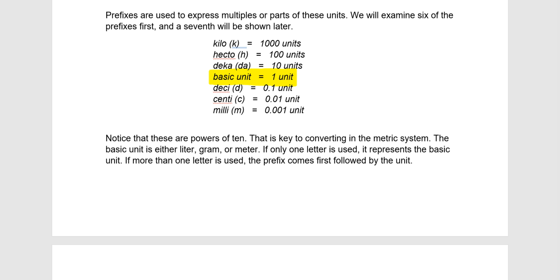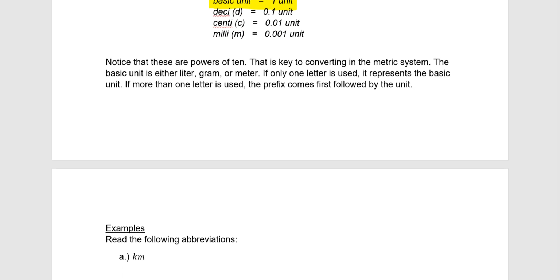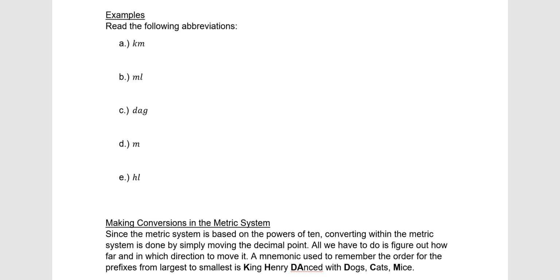When we're using the system, if only one letter is used, it represents the basic unit. But if we have more than one letter, then one of these prefixes is going to come before the unit itself. Let's read a couple of these abbreviations before we do any conversions. The first one we have is KM. We have 2 letters, so we know that we have a prefix and then the basic unit. The K is kilo and the M is meter, so this is kilometer. And we know that a kilometer is 1,000 meters.